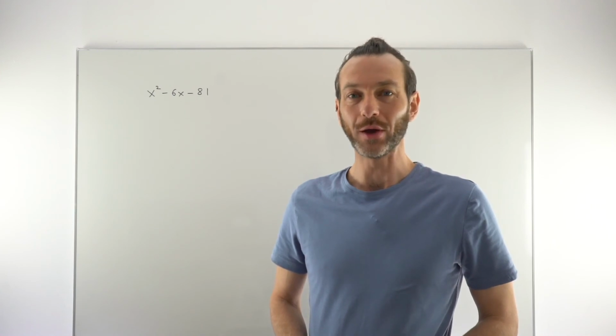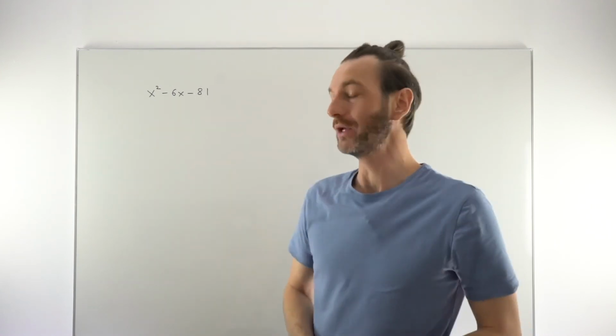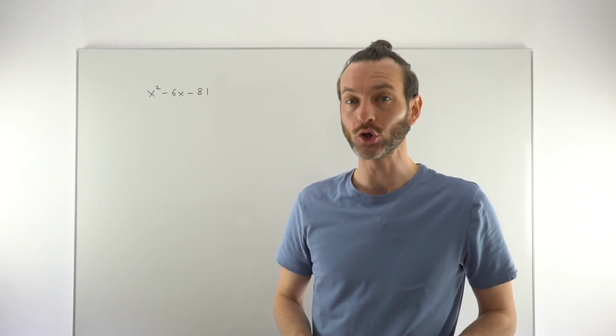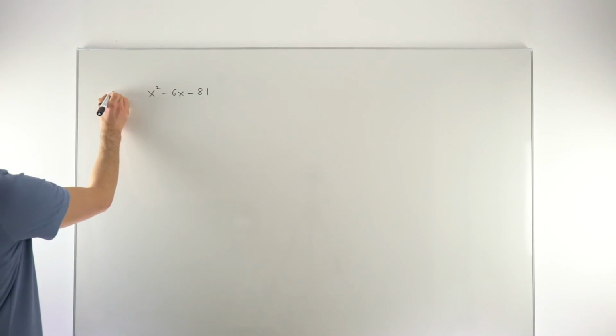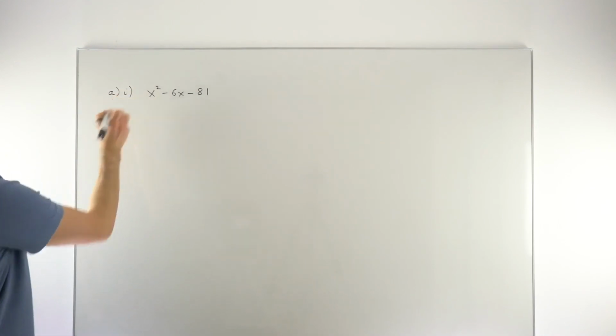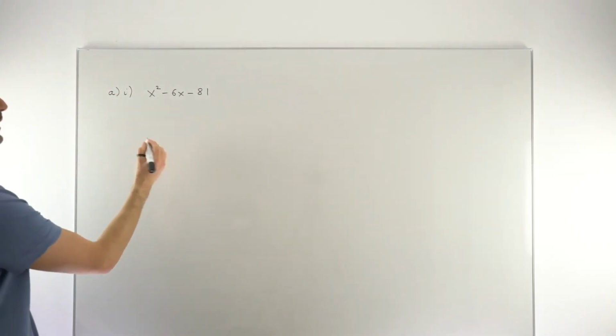In the first part of this question, we're given this quadratic expression, and notice it is just an expression, it's not an equation, and we're asked to basically write it in the completed square form. So this is part A of the question, part 1. Just need to know how this process works.